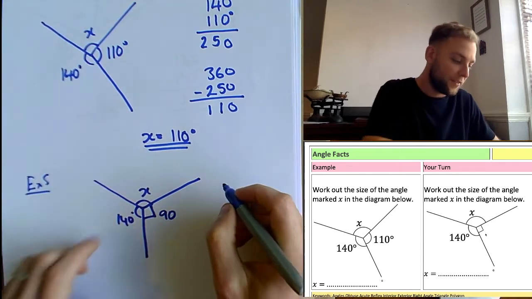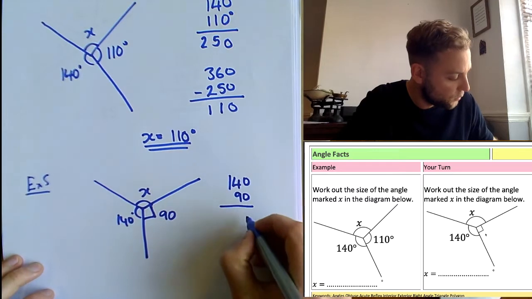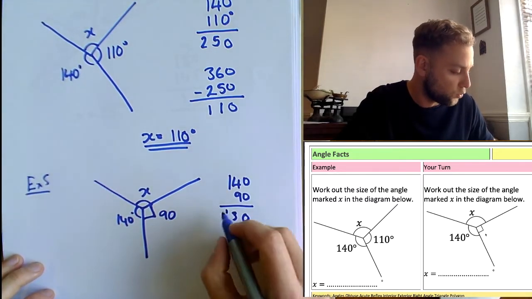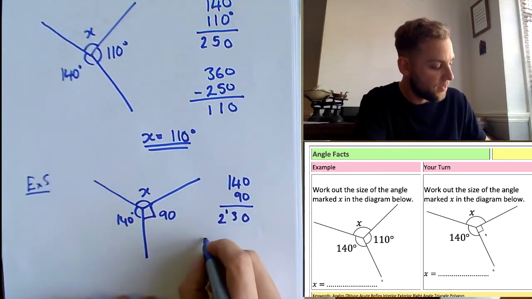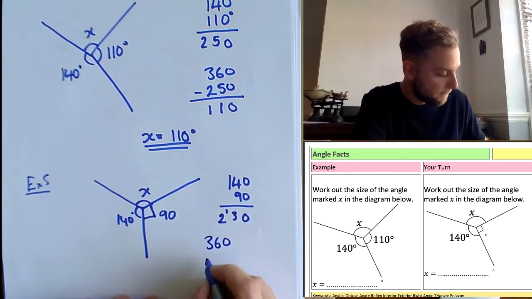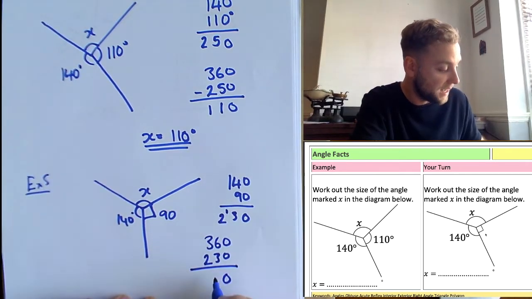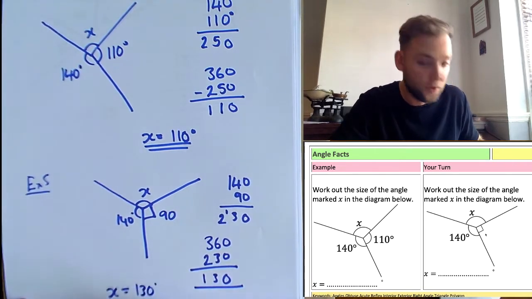So first of all, I'm going to add these two together. So 140 plus 90. So 0 plus 0 is nothing. 4 plus 9 is 13. And 1 plus 1 is equal to 2. So these two sum to 230. And then 360 minus 230. 0 take away 0 is nothing. 6 take away 3 is 3. And 3 take away 2 is 1. So x is equal to 130 degrees.